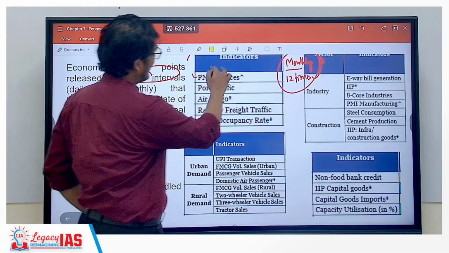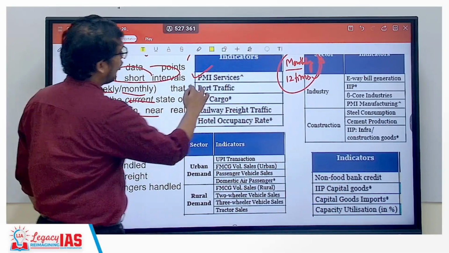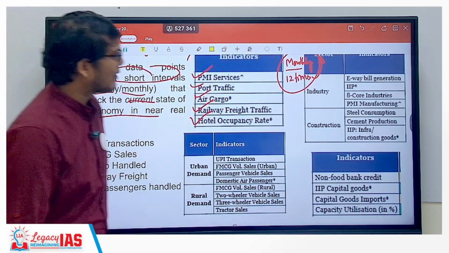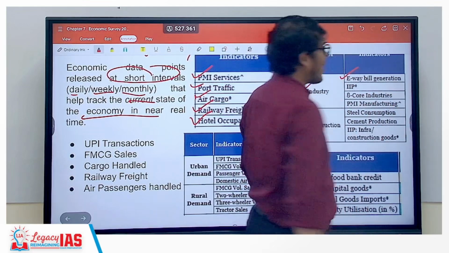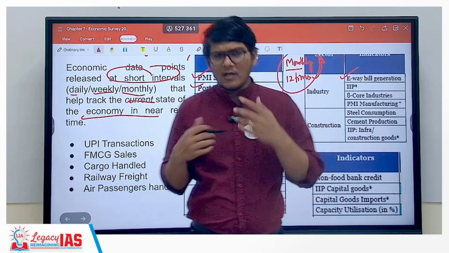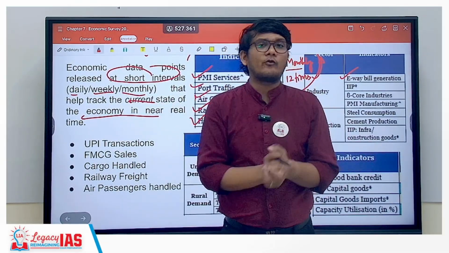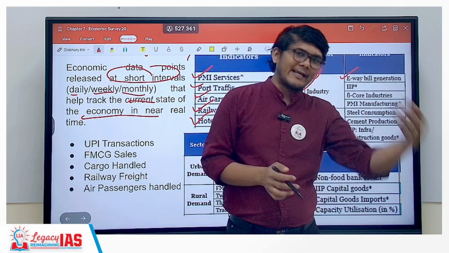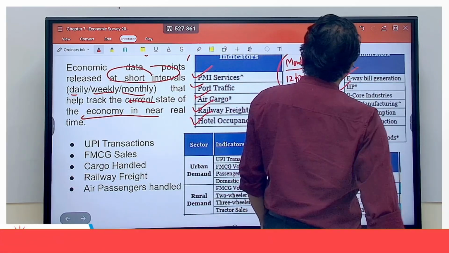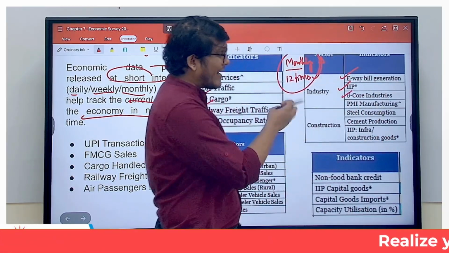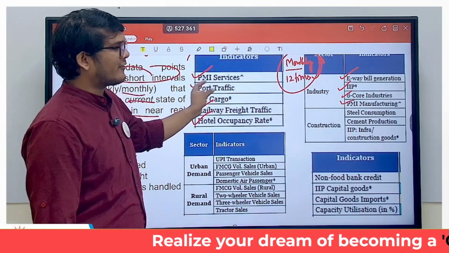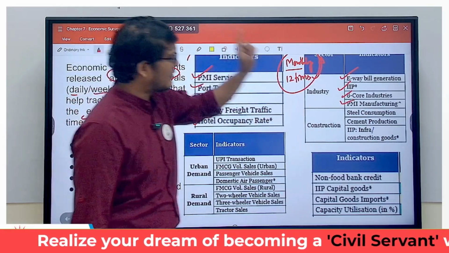You have the PMI services which we will see in this chapter, port traffic, air cargo, railway freight traffic, hotel occupation rate, e-way bill generation which is required for GST. If you want to transport goods worth more than 50,000 rupees for a distance of more than 10 kilometers, you have to generate the e-way bill. Then index of industrial production, then the 8 core industries data, then PMI. This is the purchasing managers index, which is brought out separately for the services and the manufacturing.